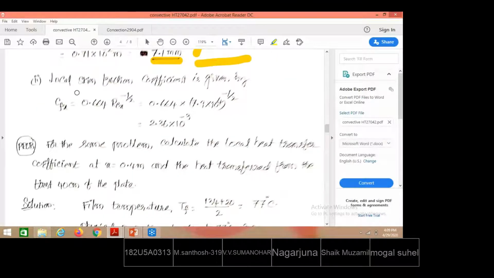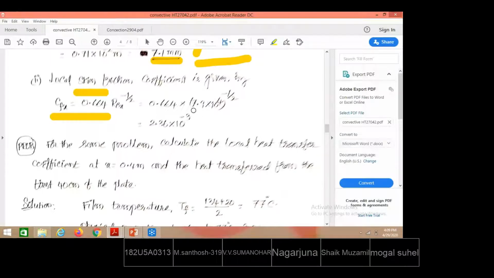Next, they are asking you for the skin friction coefficient. Already we have shown that at a distance of x equal to 0.4 meters, the flow is laminar. For laminar flow, what is the relation for skin friction coefficient? That is equal to 0.664 Reynolds number to the power minus 1 by 2.